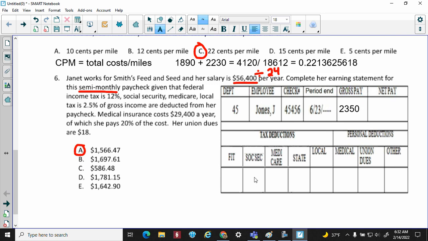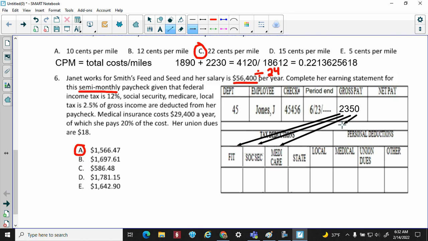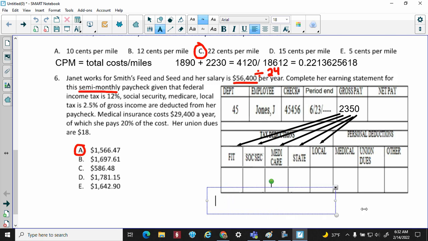Now remember that you will be multiplying $2,350 by all the percentages of each category. We've been doing these for a while now. Oh, forgot this. There it is. A lot of this should be relatively simple. I'm going to write the percentages in decimal format. The federal income tax would be 0.12. Social Security is 0.062, then 0.0145. Is there a state tax? There is no state tax, so we're not going to do state tax. Local tax would be 0.025.